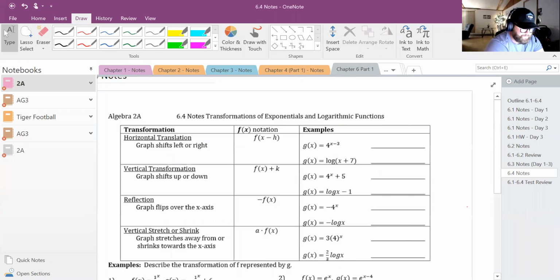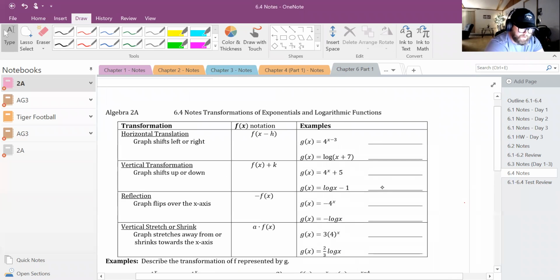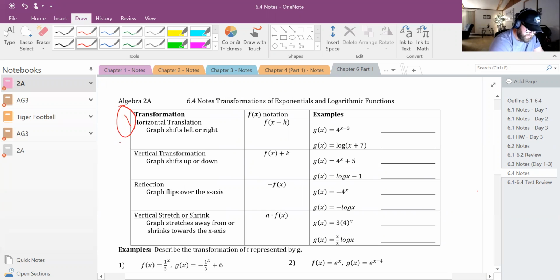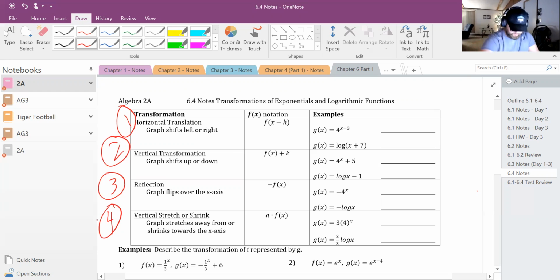Okay, so we got 6-4. 6-4 is transformations. We've been doing transformations for 3-4 months now. I don't foresee this being a hard section, hence why I chose it to be a remote lesson. Okay, so let's jump into it. We got 4 types. One, horizontal. Two, vertical, left and right, up and down. Three, reflection over the x-axis. We're not doing y-axis. Four, stretch or shrink. Remember Plato, stretch or shrink.